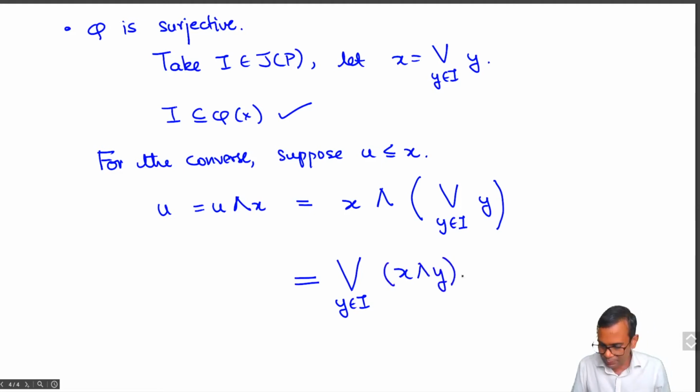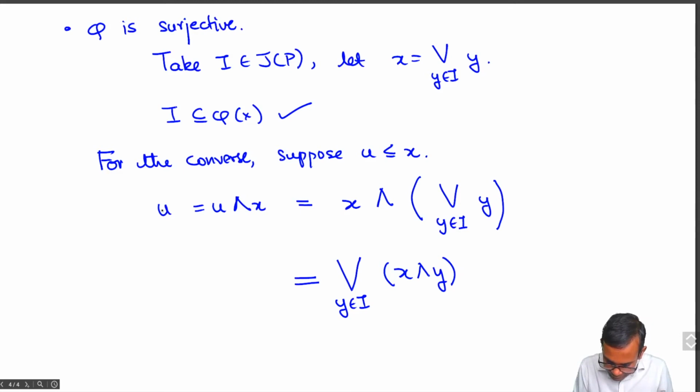So I've used distributivity for an intersection with the join of multiple terms, whereas I stated distributivity only for the join of two terms. But it's not difficult to see that these are equivalent as long as I have a finite join over here. You can prove that using induction if you wish.